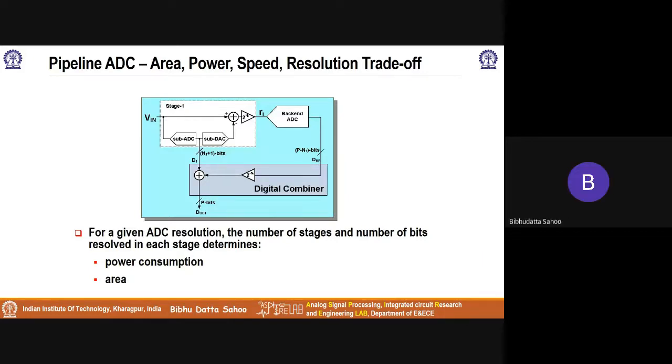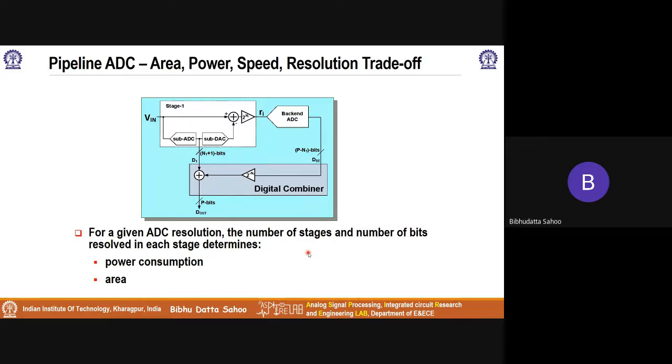I will resume now. Is that okay? Yes, sir. Okay. So for the pipeline ADC, I've taken this as a test bench, as an example, because this involves both analog as well as digital circuits, and digital circuits can be heavily used.